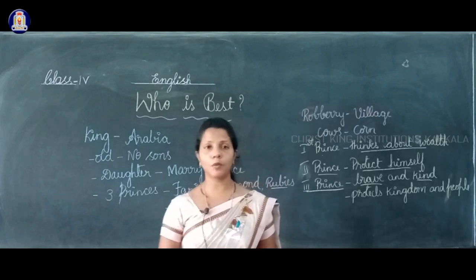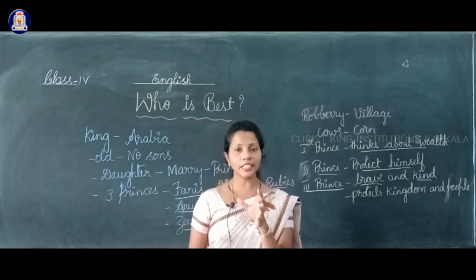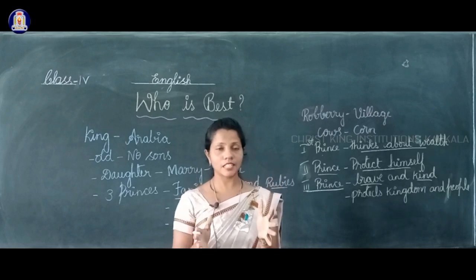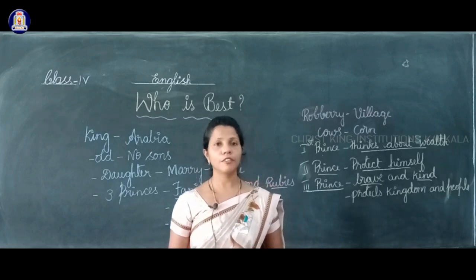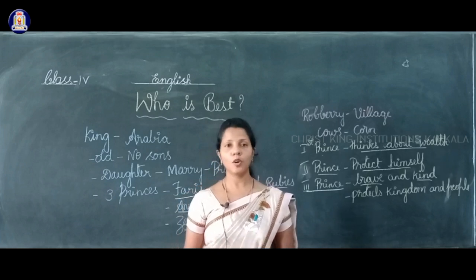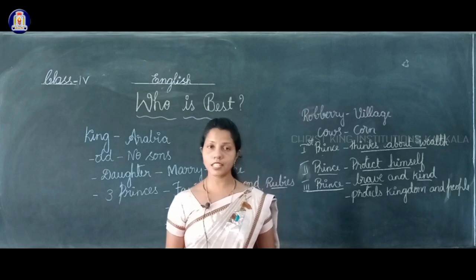So children, I want you to go through the lesson, write the lesson or the summary of the lesson in your own words, maybe around 4 to 5 sentences in your own words, and try to read the lesson at least twice or thrice by yourself.